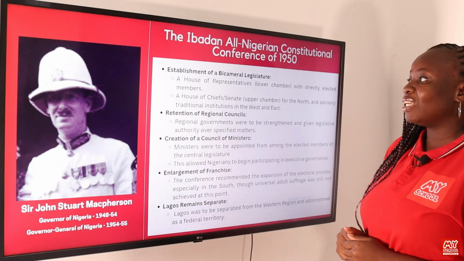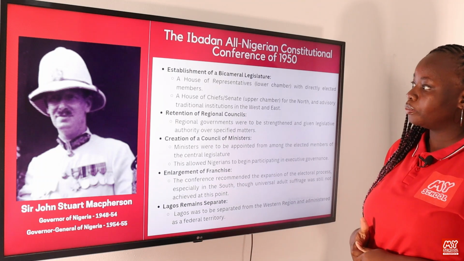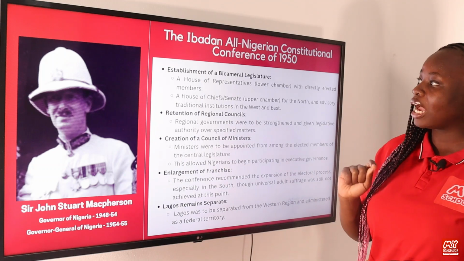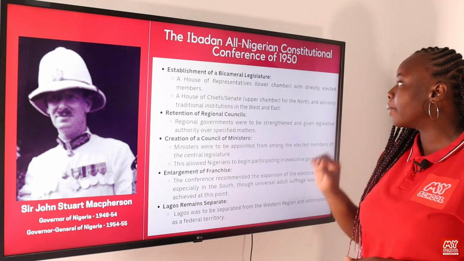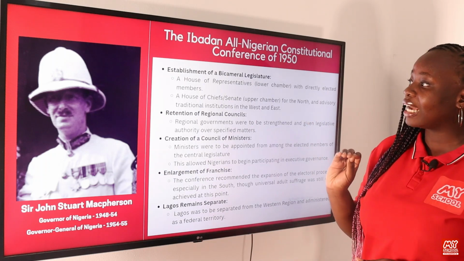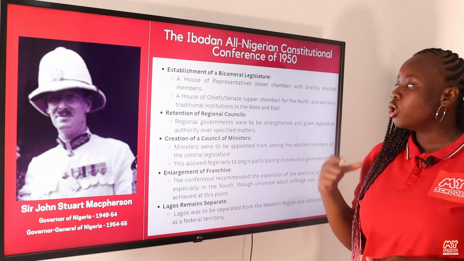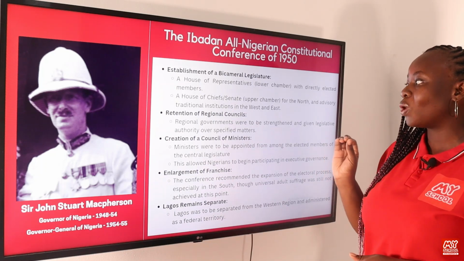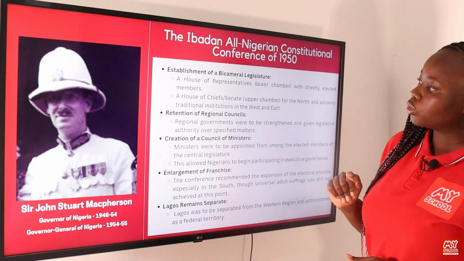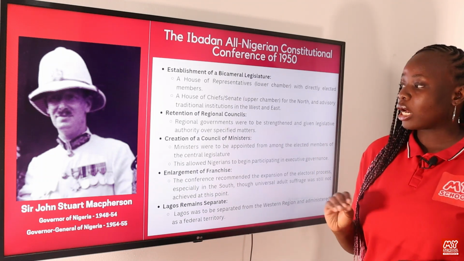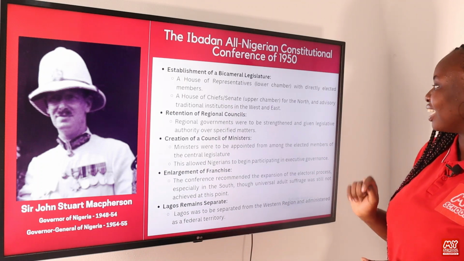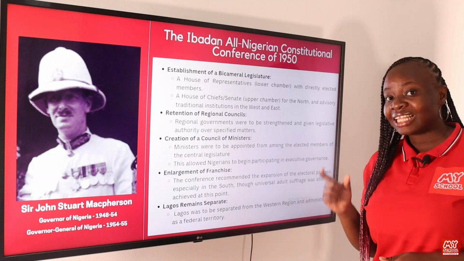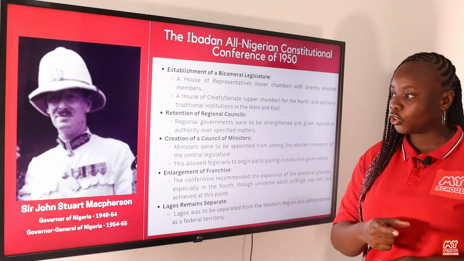All right, they also recommended the establishment of a bicameral legislature. So there were 2 houses as a result of their recommendations. A House of Representatives, which was the lower chamber, and which had directly elected members, and then a House of Chiefs or Senate, which was the upper chamber for the north, and advisory traditional institutions in the west and east. Then there was also the recommendation for the retention of regional councils. Regional governments were to be strengthened and given legislative authority over specified matters. Now they are able to make laws that are specific to the needs of each of these various regions.